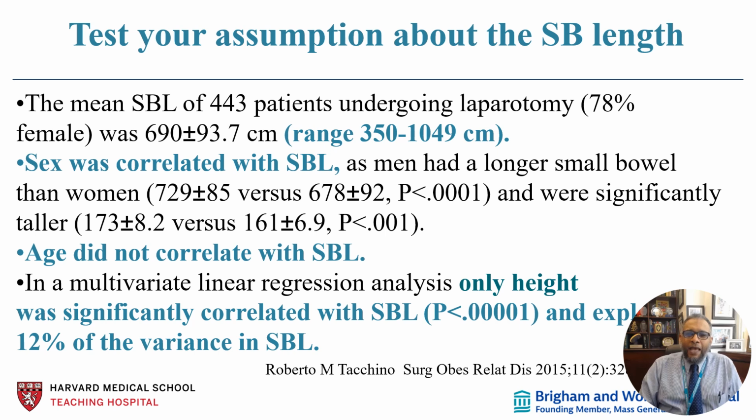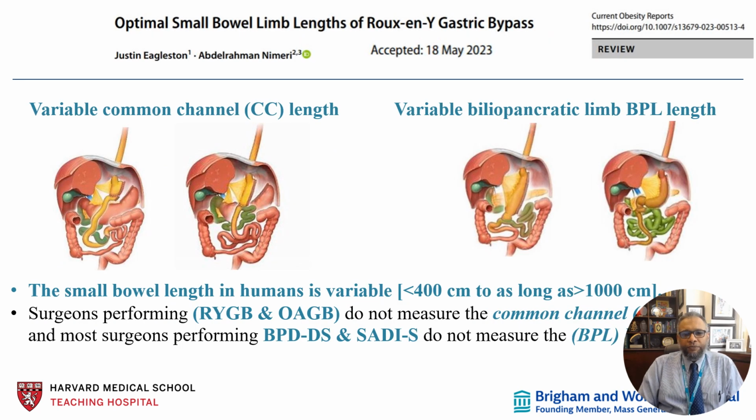And in any bypass you do, you have to test the assumption you have in your mind about the patient's small bowel length. Most patients have a small bowel length of around 7 meters, but it could be as short as 350 centimeters, or as long as 1050. Age doesn't correlate, but the patient's sex and maybe the patient's height correlates. So when you finish a Roux-en-Y gastric bypass, you're assuming that you have enough common channel. You've got to test that assumption.